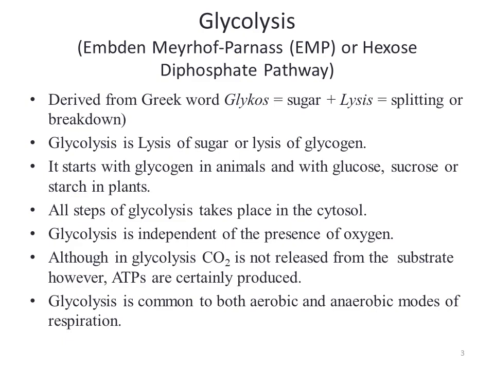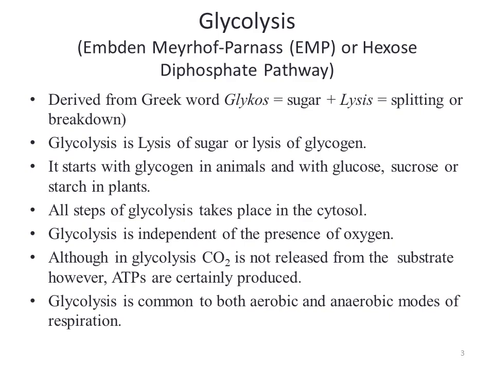It is also named as the EMP cycle, based on the scientists who discovered this process, Emden, Meyerhoff, Parnas, or the hexose diphosphate pathway. It is derived from the Greek word glykys, which means sugar, and lysis means splitting or breakdown of that sugar. Glycolysis is actually the lysis of sugar or lysis of glycogen. It starts with glycogen in animals and with glucose, sucrose, or starches in case of plants.